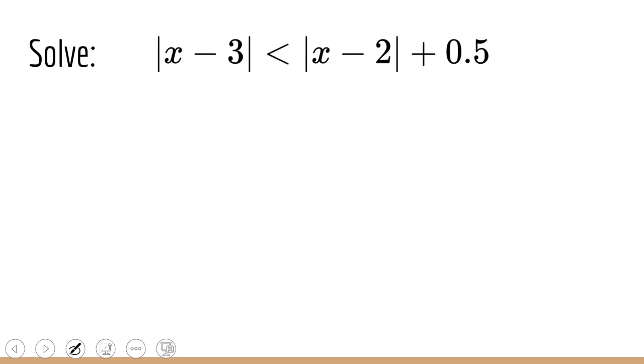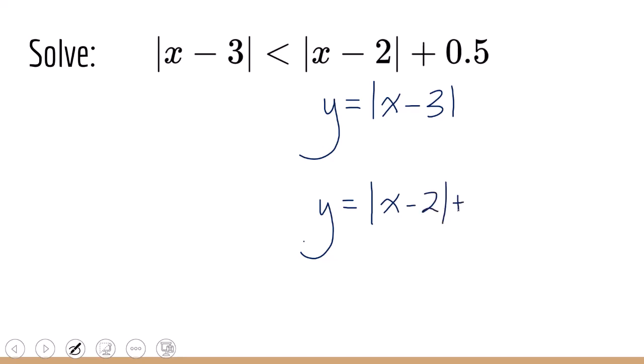And so one approach we can do is to graph these and then find where the one function is less than the other. So first, I'm going to graph two things. I'm going to graph y is equal to |x minus 3|, and I'm going to graph y is equal to |x minus 2| plus 0.5. Okay, so to graph it, let's find some points that the graph will hit. Easiest would perhaps be the intersections.